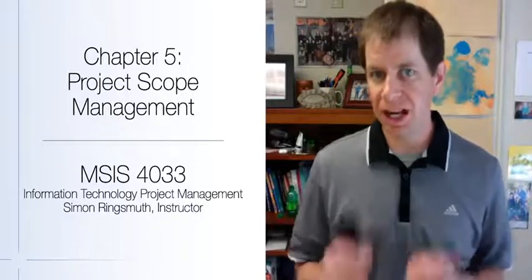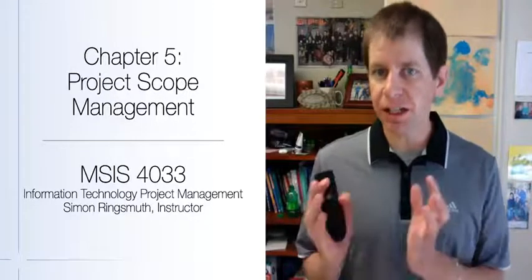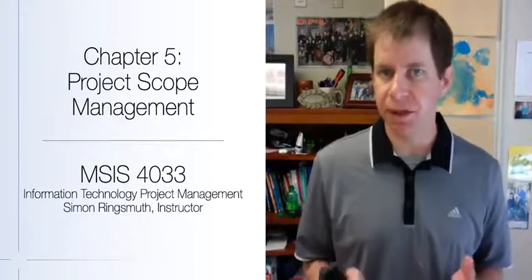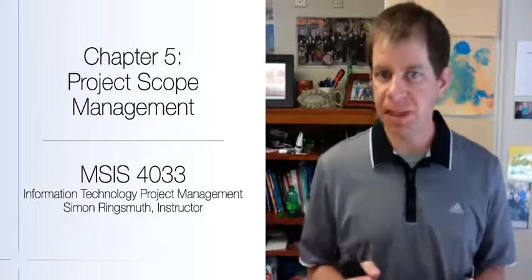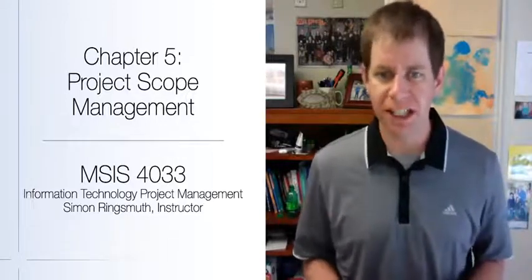Chapter 5, Project Scope Management. This is all about managing the work that happens on a project and deciding what goes into a project and what doesn't go into a project, as well as documents like a work breakdown structure that can help direct and guide the work of a project.